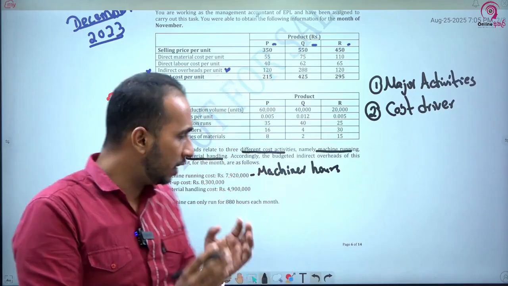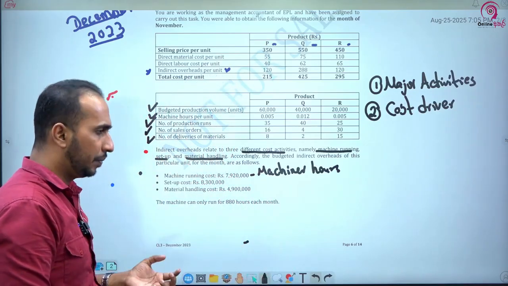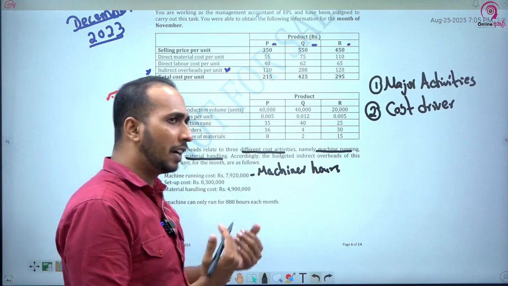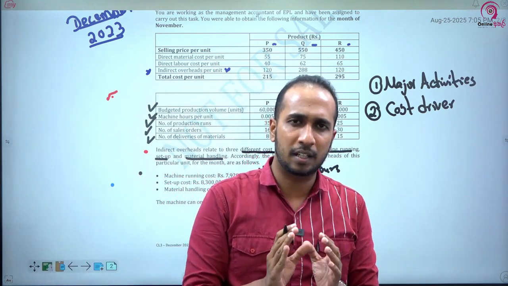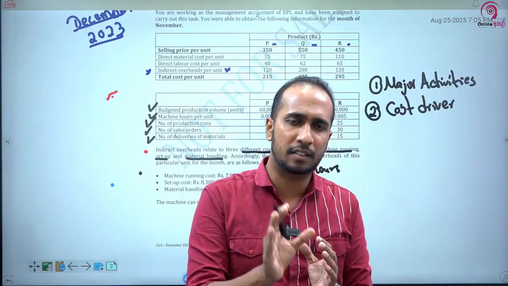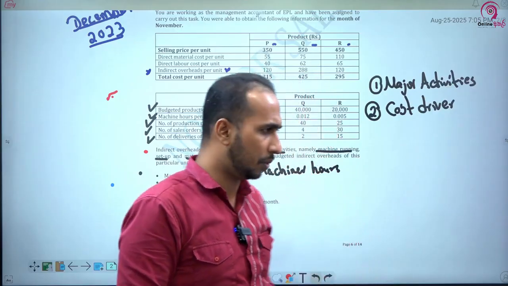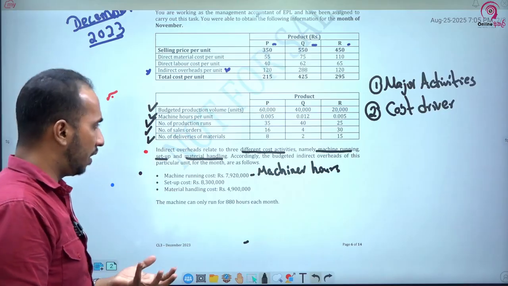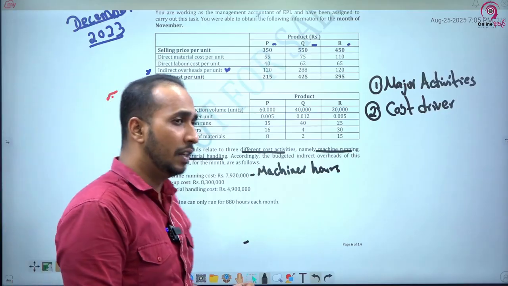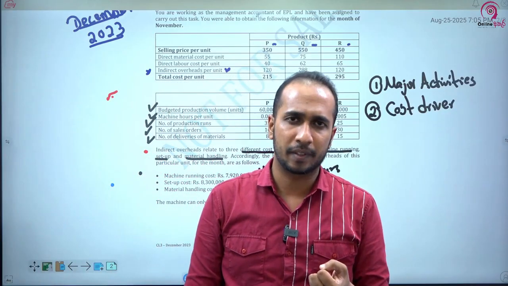So setup cost means maybe we have to fine tune our machines and do some cleaning and all that. So for that we have to incur setup cost. So what is the factor that drives the setup cost, or what is the factor that leads to an increase or decrease in the setup cost? Just assume if the organization has more production runs, what will happen? Will the setup cost increase or not?